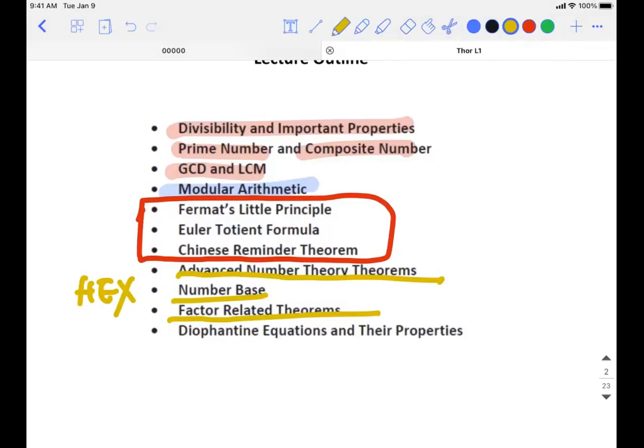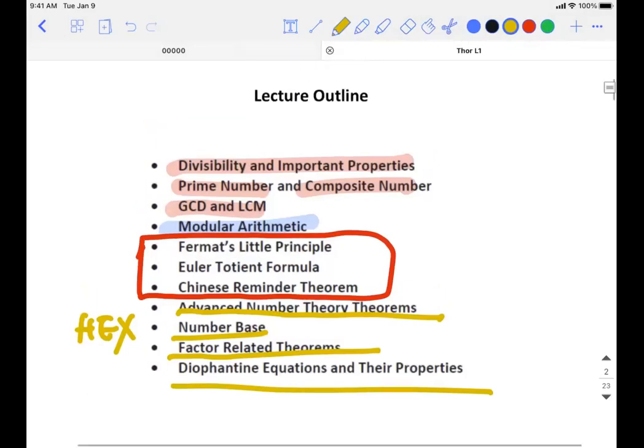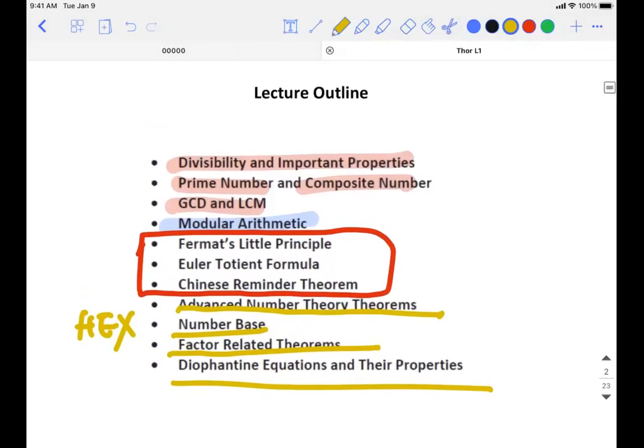And also, we're going to talk about the Diophantine equations and their basic properties. A Diophantine equation is a special kind of equation, and there are a lot of interesting applications for it in number theory. So let's have a quick talk about the Diophantine equations.